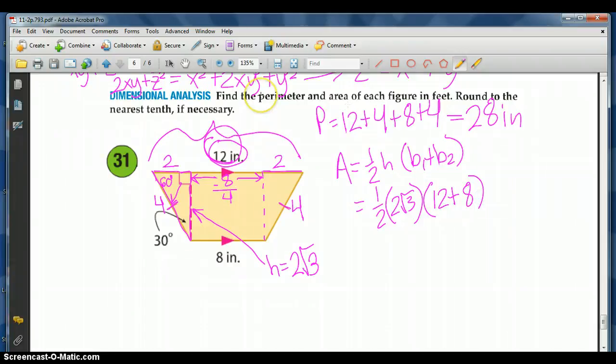If I simplify here, 1/2 times 2 is 1, so I get the square root of 3 times 20. And using a calculator, the square root of 3 times 20 is approximately 34.6. So in square inches, we have 34.6.